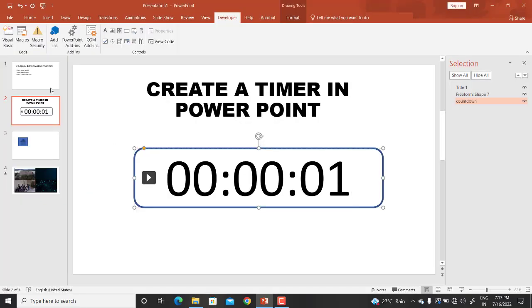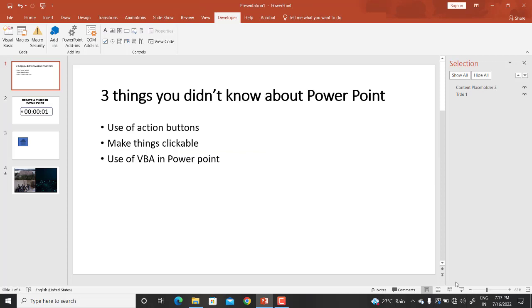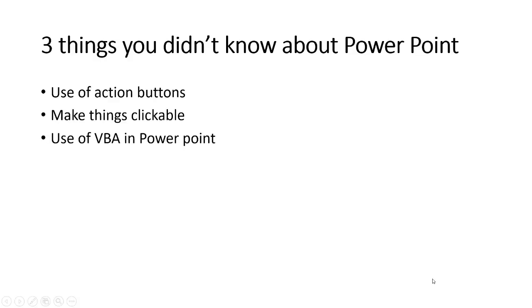So first of all, let me go back to slide number 1, and here are the three things which you will learn in this video. The first one is how to use action buttons and how to make them clickable, and how to use VBA in PowerPoint. Well, now you might be wondering that VBA is for Excel. Well, VBA can also be used in PowerPoint, and that timer was created with just 4 lines of VBA code, which you can also create very easily, right?